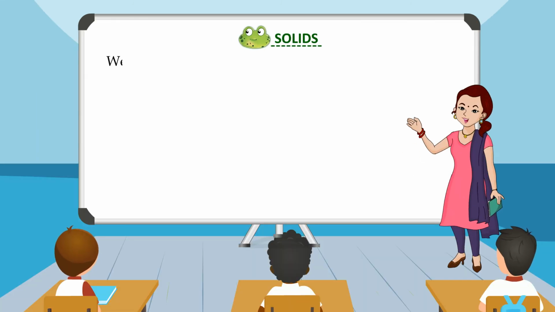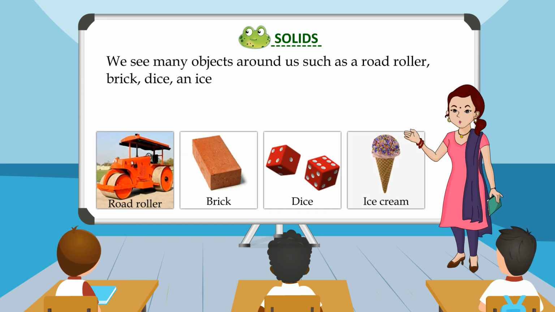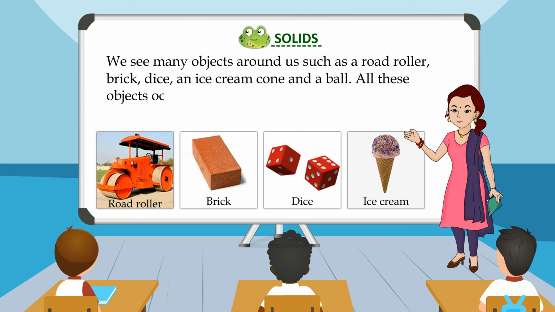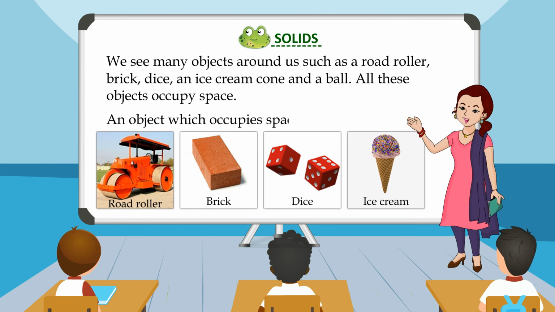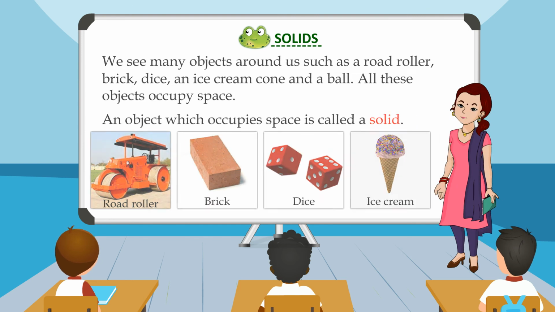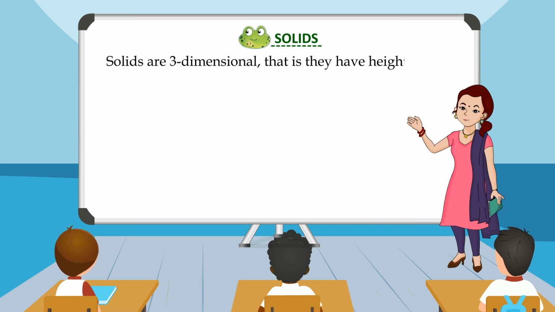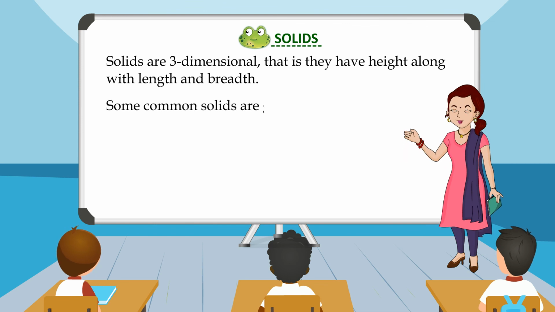Solids. We see many objects around us, such as a road roller, brick, dice, an ice cream cone, and a ball. All these objects occupy space. An object which occupies space is called a solid. Solids are three-dimensional, that is, they have height along with length and breadth. Some common solids are given below.